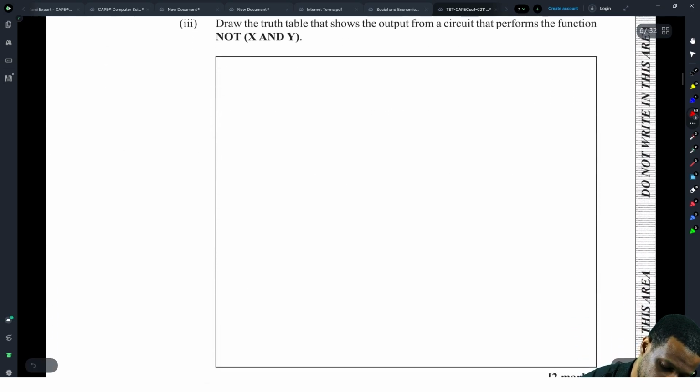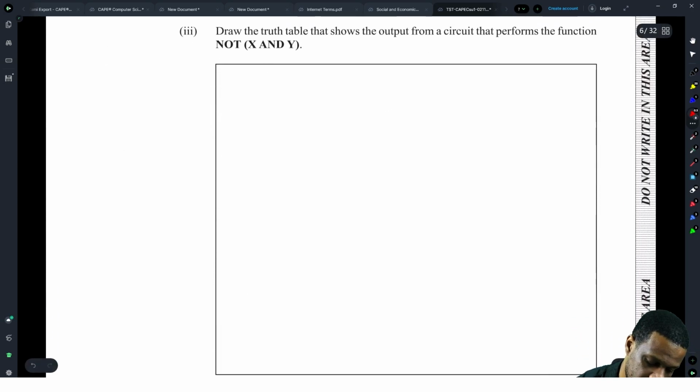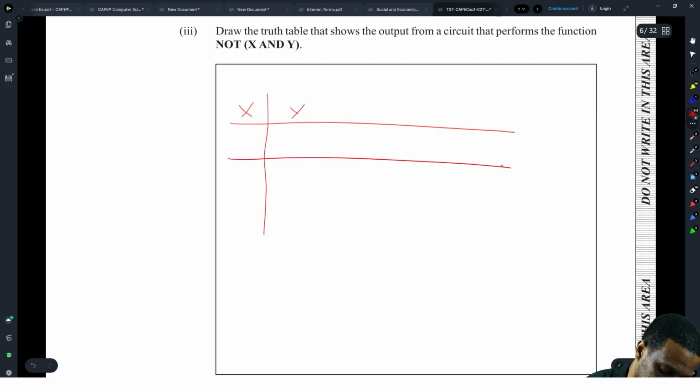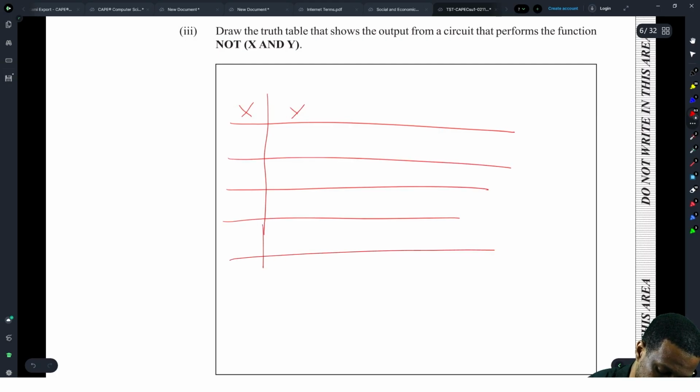Okay, draw the truth table that shows the output for NOT (X and Y). Right, so when you start with this, you always go to X and Y, start off with that, and then from the X and Y, go into what the inputs will be, 0 0, 0 1, 1 0, 1 1. Let's go with the X and Y first.